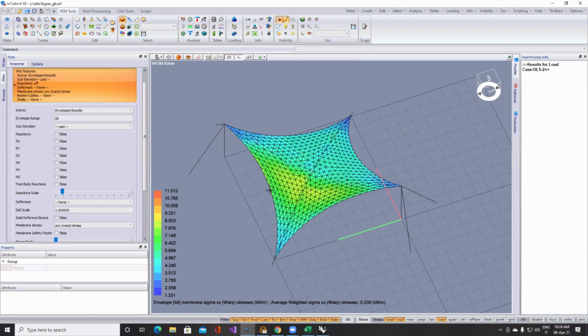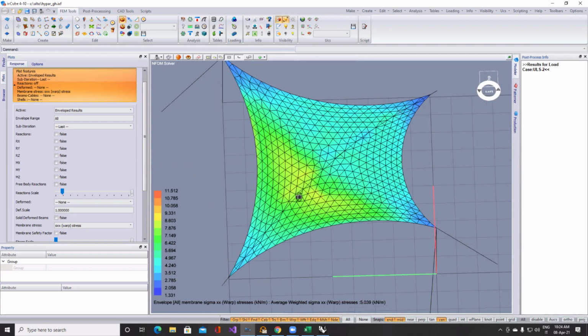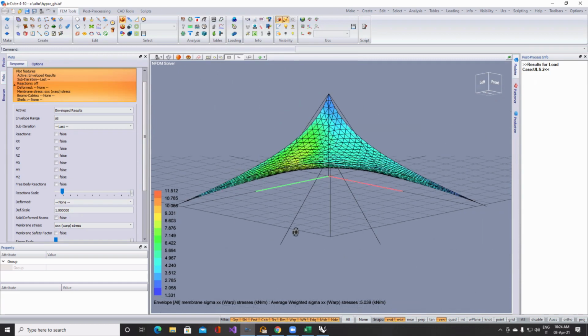So the envelope results basically will envelope all the stresses for all the load conditions, and we plot the maximum values. The maximum values for the membrane. For the beams and cables, we'll plot the negative minimum and positive maximum. For the membrane, since the membrane has no negative values, it will plot from 0 to the maximum stresses. So here we see on the membrane that we have a maximum stress of, the green area is about 7-8 kilonewtons per meter.